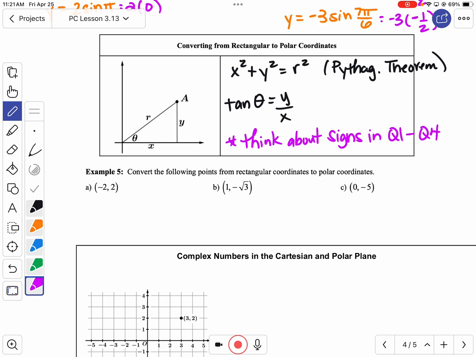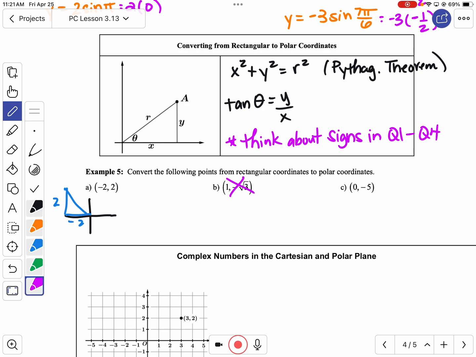Okay, so let's do one of these. Again, these are not terrible. The first thing we want to do is think about this ordered pair. So negative 2, 2, which quadrant is it going to be in? Second. So I go left 2 and up 2, and that's what helps me pick the right theta here in just a second.